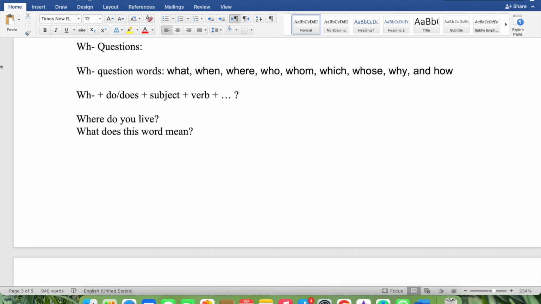Next up, WH questions. WH question words are what, when, where, who, whom, which, whose, why, and how. You start with your WH question word, then you use do or does, then the subject, then the base form of the verb. For example, where do you live? What does this word mean?